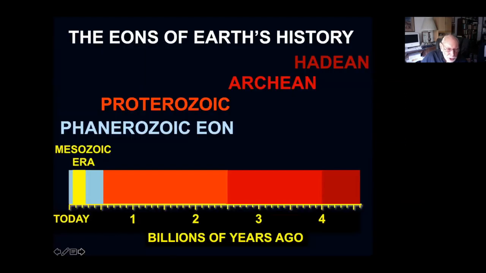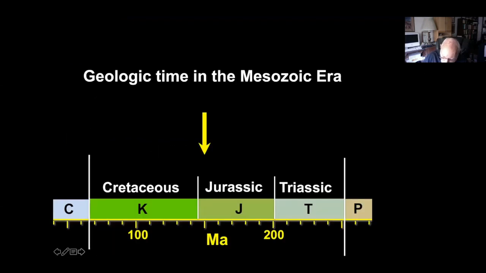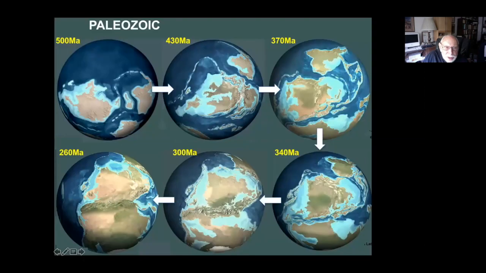Mesozoic is the middle era of the Phanerozoic eon. And like the Paleozoic era, it's divided by geologists into three periods of time. The lowest or oldest one is the Triassic, the middle one is the Jurassic, and the youngest one is the Cretaceous, which is always shown by geologists with the symbol K, which is German.